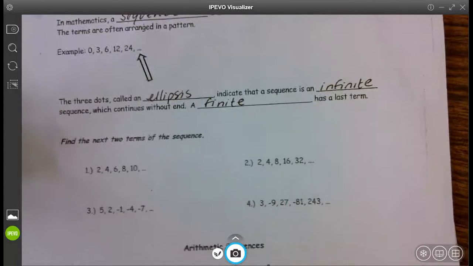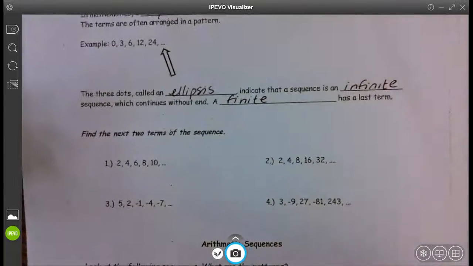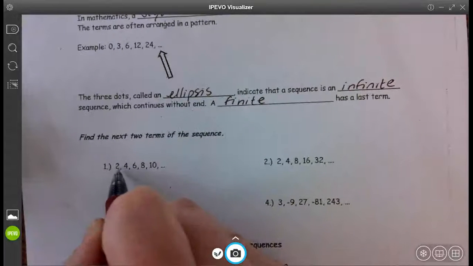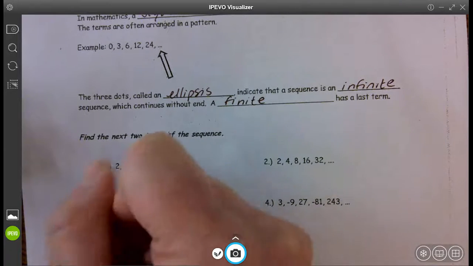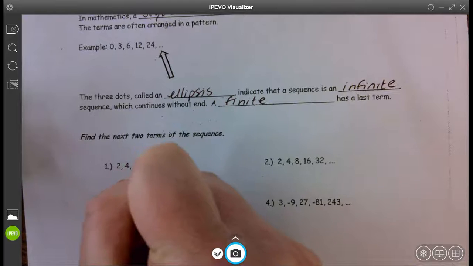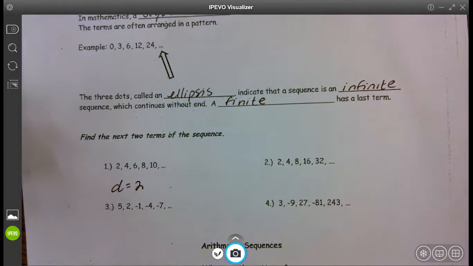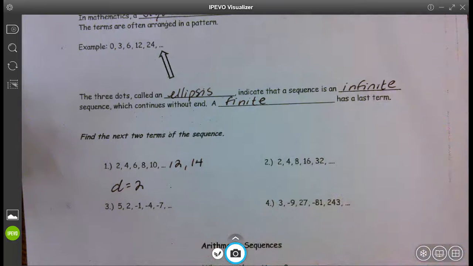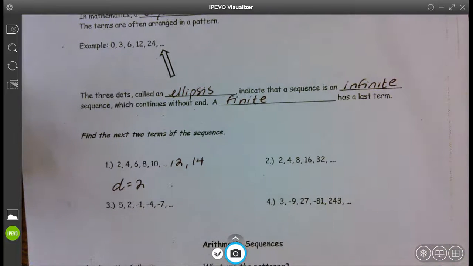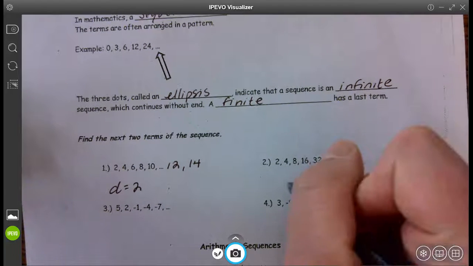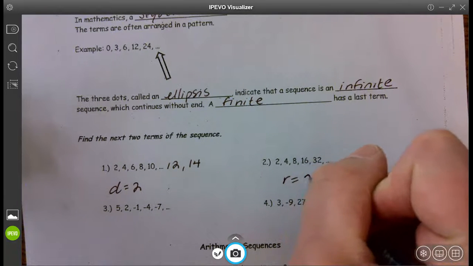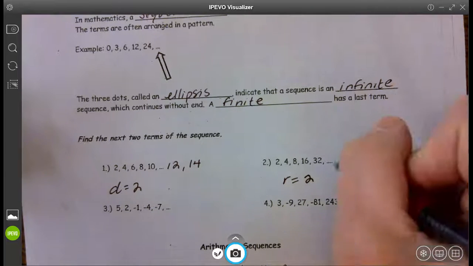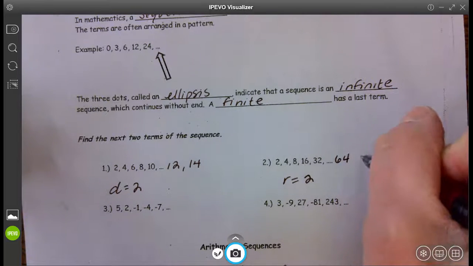It says find the next two terms of the sequence. Well, here, what are we doing every time? We're adding 2. We have a common difference of 2. So the next two terms would be 12 and 14. This one, we are multiplying by 2. So we have a common ratio of 2. So it would be 64 and then 128.